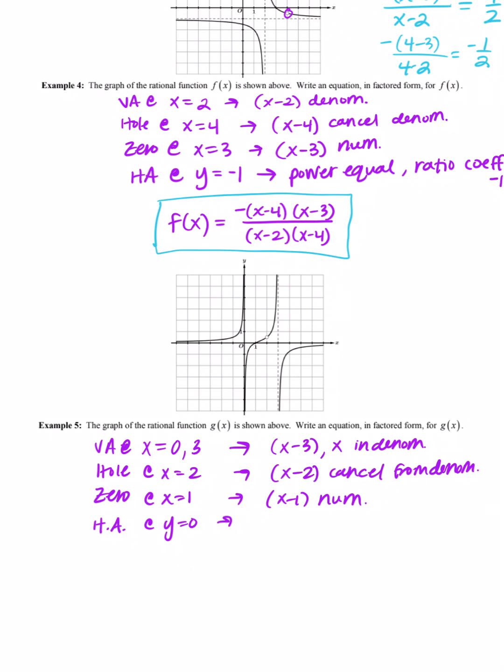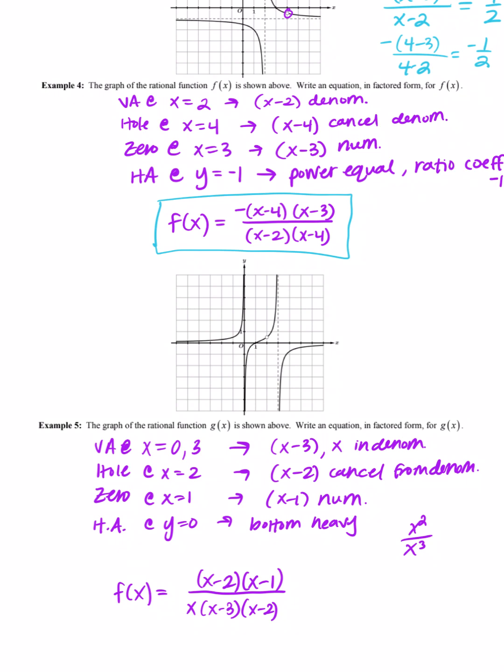So just a little bit different than example 4. y equals 0 horizontal asymptote means that it's bottom heavy, or the degree in the denominator will be bigger than in the numerator. So far, an x and an x - 3 in the denominator, an x - 2 in both, an x - 1 in the numerator for the 0. So if I just double check, am I bottom heavy? The leading term in the numerator would be 1x squared, and in the bottom, it would be 1x cubed. So it looks like, yes, we are bottom heavy.